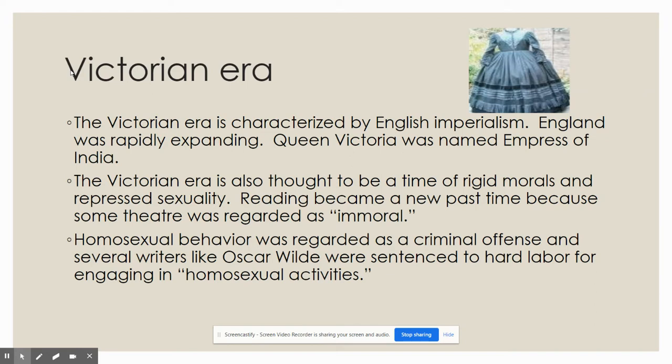The Victorian era is also thought to be a time of rigid morals and repressed sexuality. Most of the writers that we read from this time period would have been almost writing in code. So sexuality is often not addressed directly in literature. It's usually done through symbolism or allegory of some kind. Reading became a new pastime because some theater was regarded as immoral.